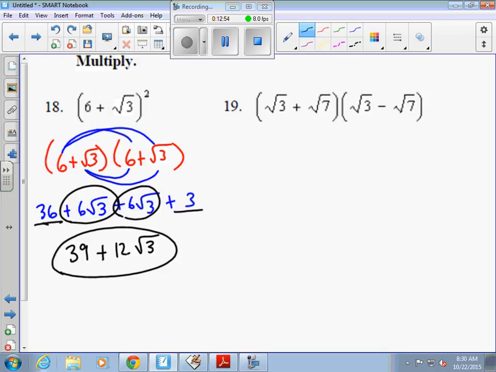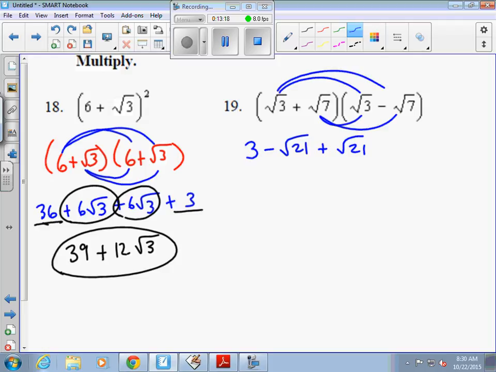Foil this one. The square root of 3 times the square root of 3. First terms, 3. Outer terms, the square root of 3 times a negative square root of 7. Negative square root of 21. Inner terms, the square root of 7 times the square root of 3. Positive square root of 21. Last terms, the square root of 7 times a negative square root of 7.